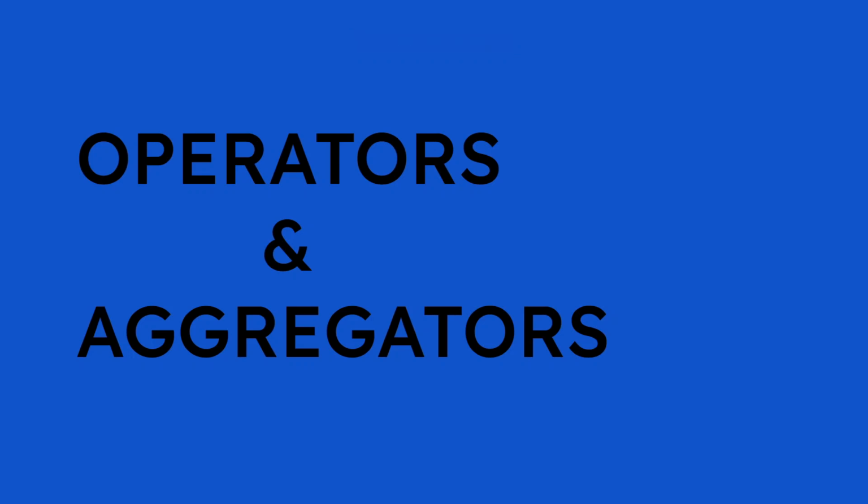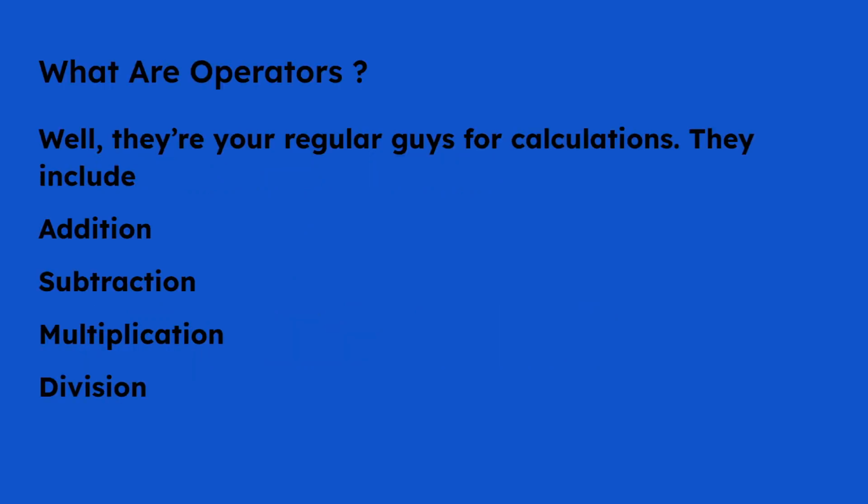In this video, we'll be discussing operators and aggregators, understanding what they are and how we can use them. So operators, they're your regular calculation guys: addition, subtraction, multiplication, and division. You have to remember that whenever you're programming, division doesn't have the sign slash anymore like in mathematics. It has a percentage sign, or what we call modulus. So please keep that in mind.